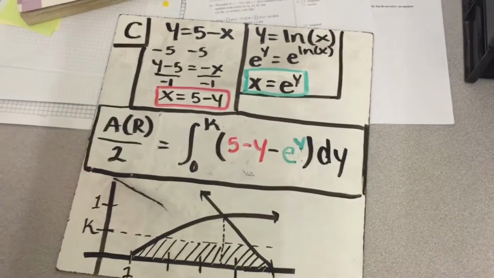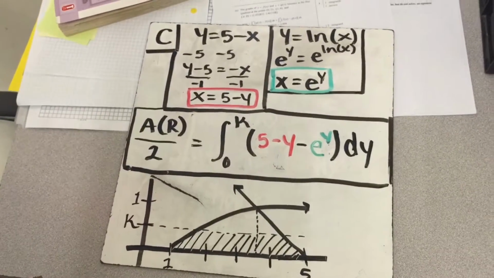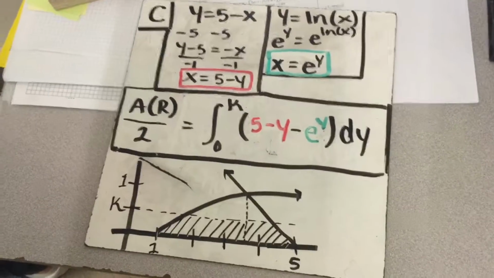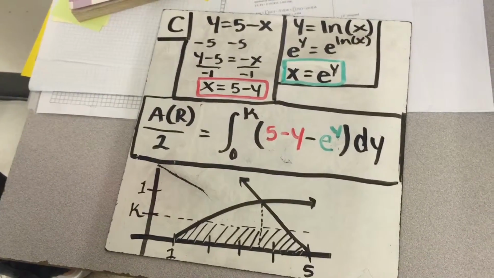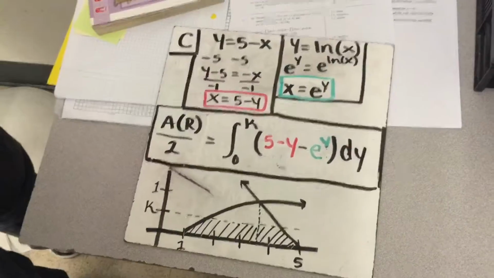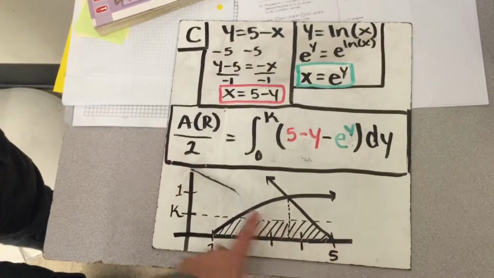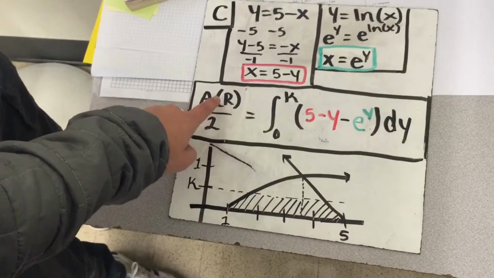Problem number C asks us to use a horizontal line y equals k, which divides R into two regions of equal area. Using this line, we have to write but not solve an equation involving one or more integrals whose solution gives the value of k. To start, because k is dividing R into two, whatever equation we're finding should equal the area of R divided by 2.